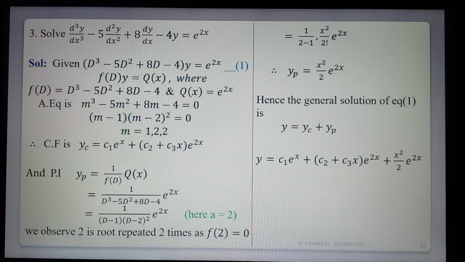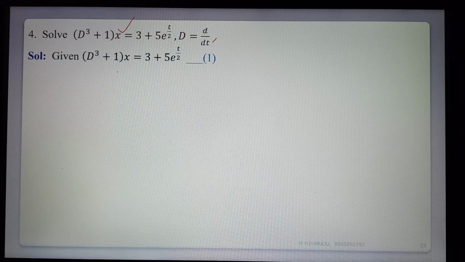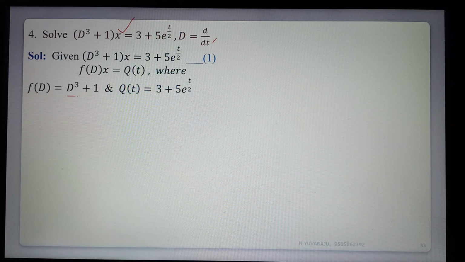See the next example. Solve (D cube plus 1) x is equal to 3 plus 5 into e power t by 2. Okay, the dependent variable is x, the independent variable is t, and the solution is x in terms of t. So f of D into x is equal to Q of t, where f of D is equal to D cube plus 1, and Q of t is equal to 3 plus 5 into e power t by 2. So the auxiliary equation is m cube plus 1 is equal to 0.